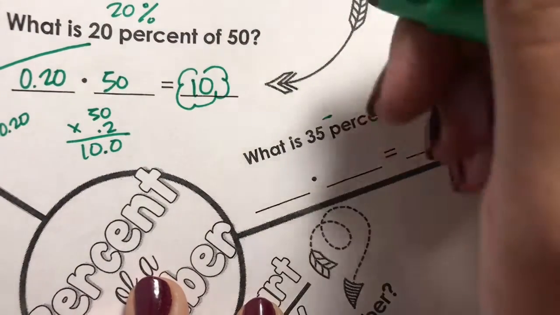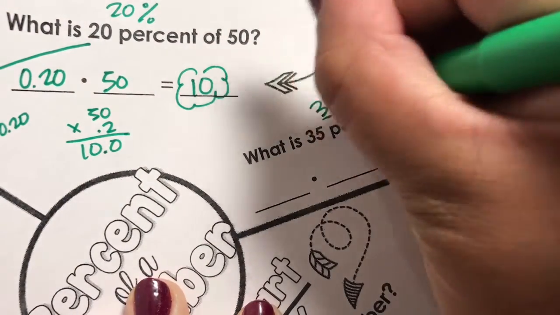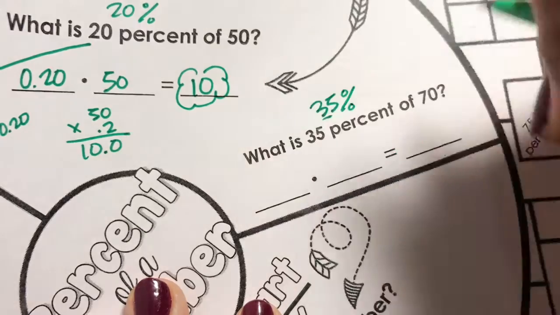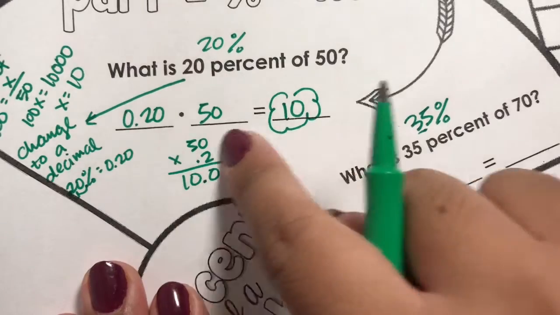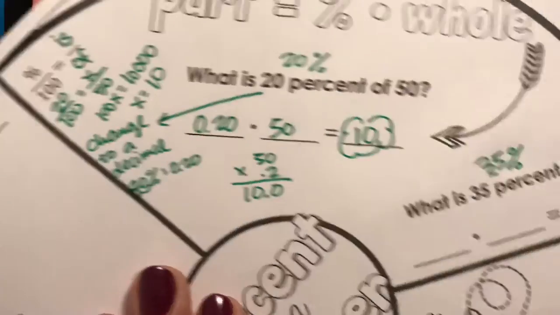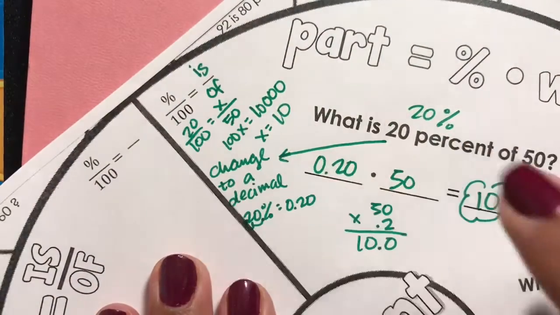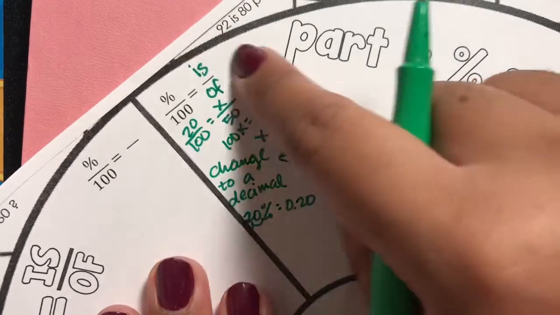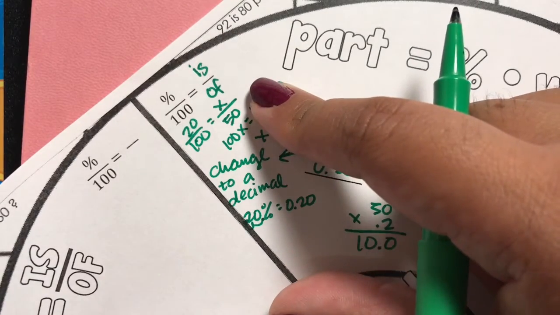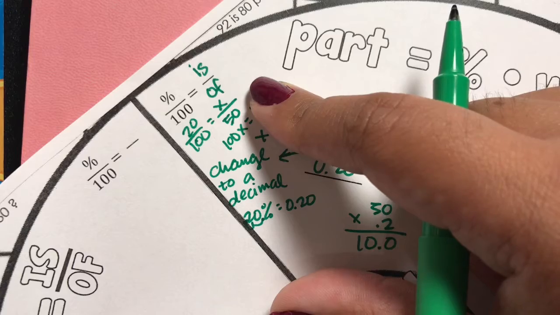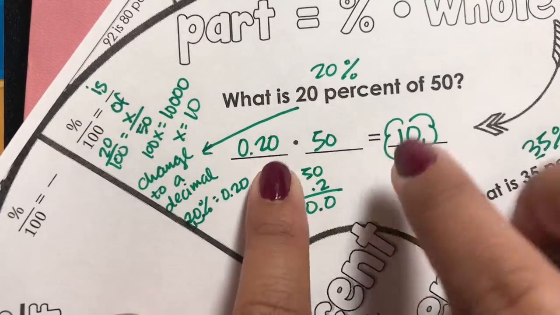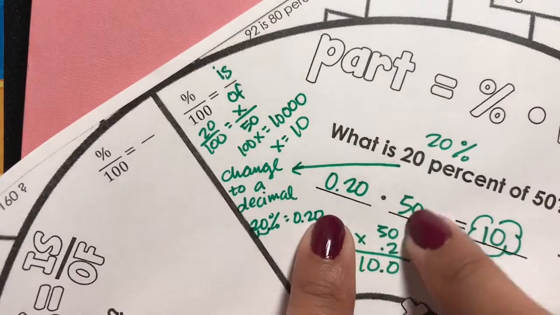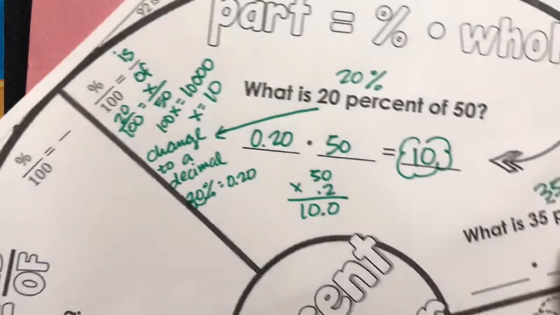Okay, so let's try another one. What is 35% of 70? Okay, so I'm going to use this method again because it is the easiest one, but if you need to use this method, that is okay. This is a method that I've used many times before because I sometimes need to visually see why we're doing it this way, because doing it like this is the same as doing it like this. We're just turning it into a decimal form.